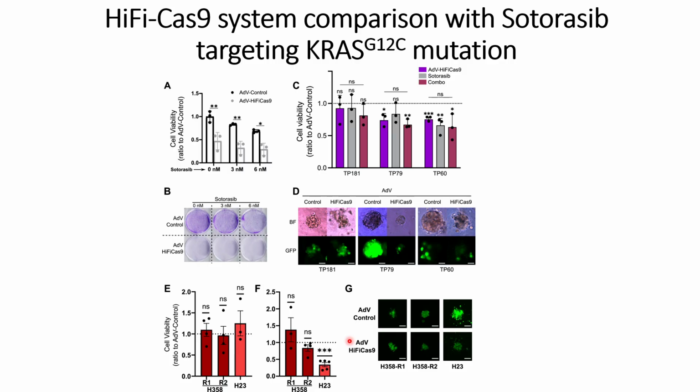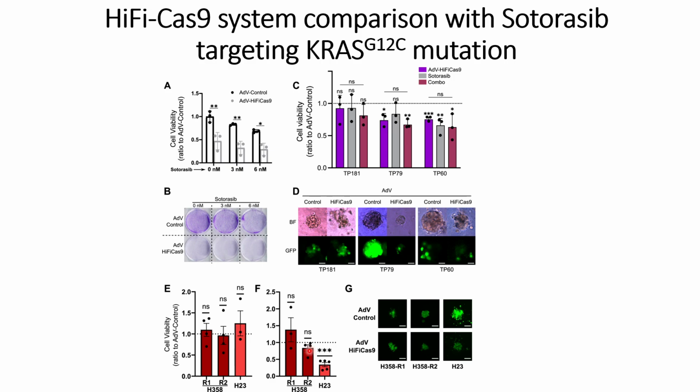This indicates that their HiFi Cas9 system targeting KRAS mutations seems to work better than Sotorasib on the Sotorasib resistant cells, or in other terms, it works better than the FDA approved drug targeting KRAS-G12C mutations. The immunofluorescence images are also shown in panel G, where we can see a decrease in cell viability for H23, which is the control, and also some decrease for the resistant cells, H358 resistant cells 2 and H358 resistant cells 1.